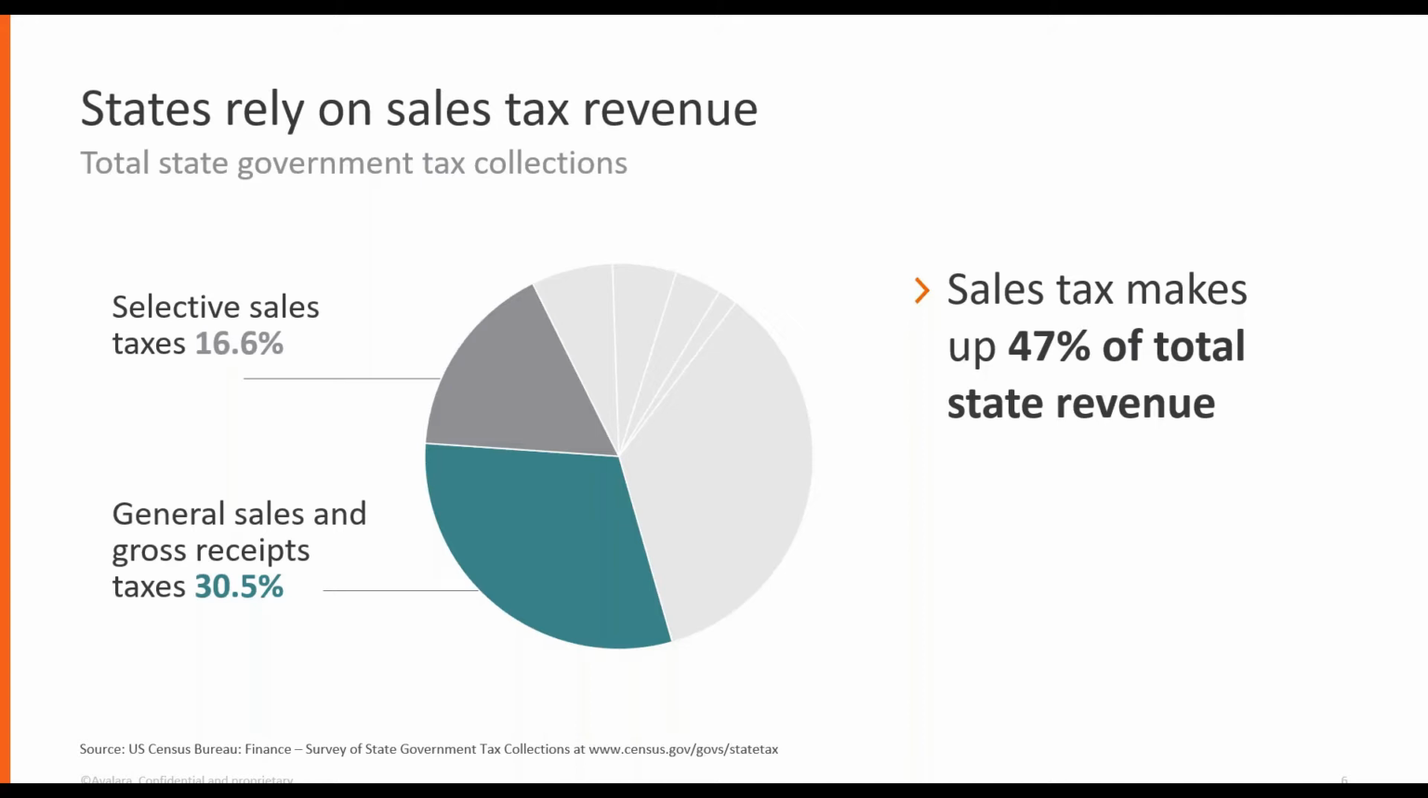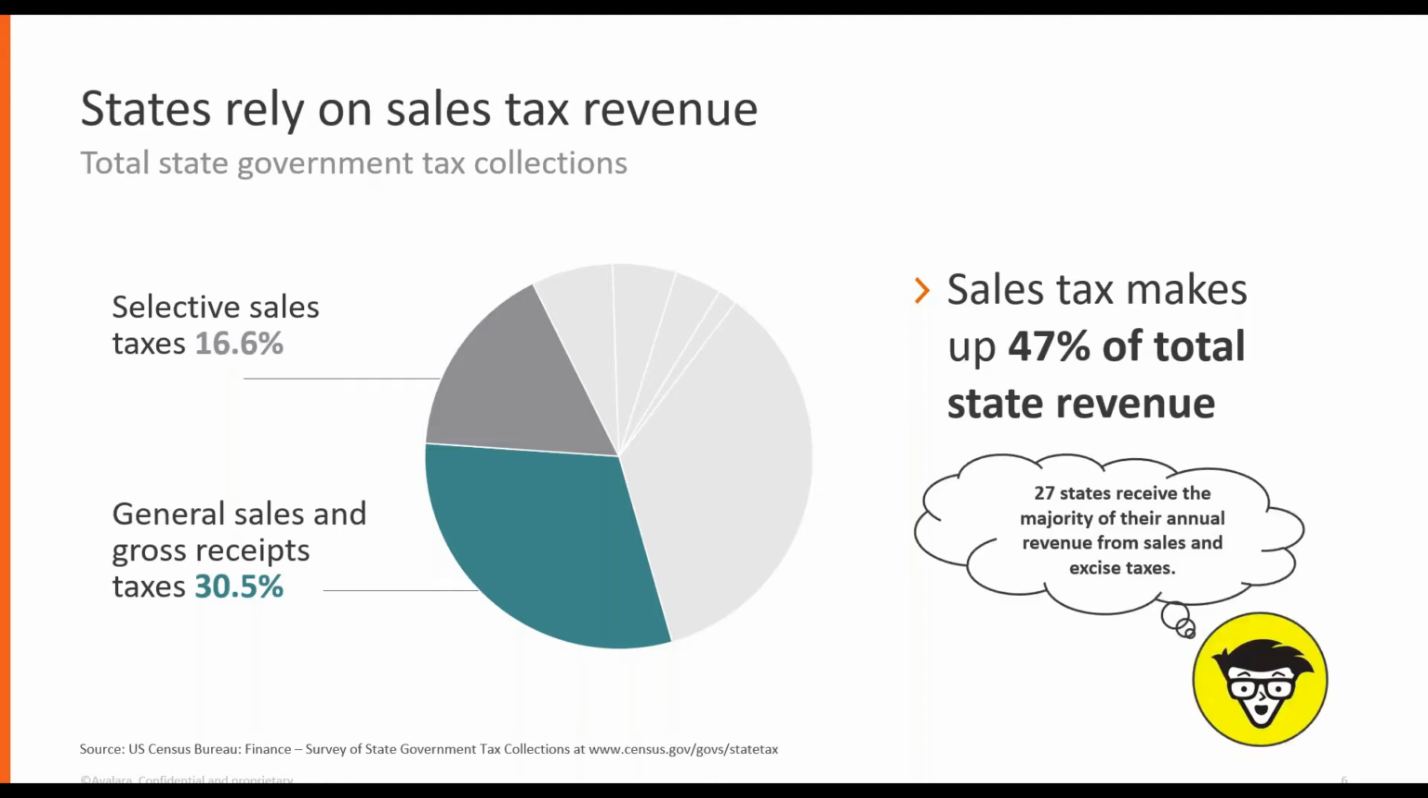And as you can see here, states rely very, very heavily on sales tax revenue. It's a huge part of their revenue. It's almost 50% of their budget. And in fact, 27 states receive a majority of their annual revenue from sales and excise tax. So it's a huge, huge focus for states to make sure that they're getting essentially their piece of the pie, right, from sales.